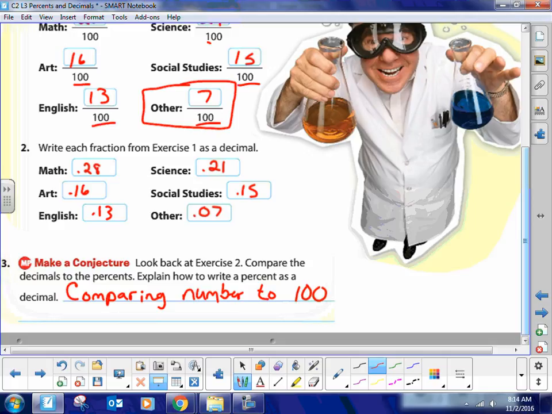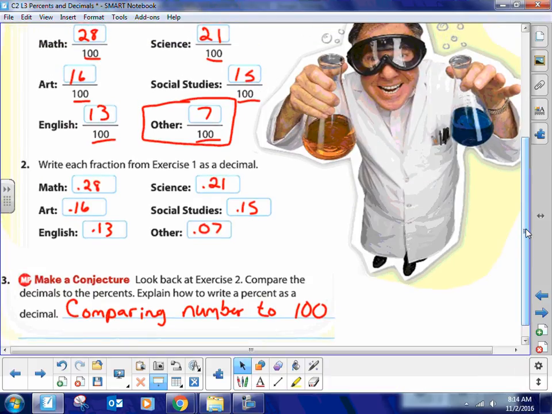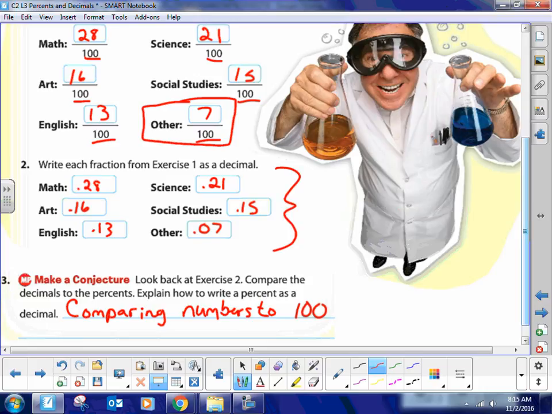Even the stuff off the board that you really can't see, I'll bring it back under so you can see, that everything is being compared to 100. So we're comparing numbers here. We're comparing, we'll say, numbers to 100. Okay, now if we're very careful and we recognize this, this total right here should equal 100 because we're comparing it to 100, right? So if you take 28 plus 21 plus 16 plus 15 plus 13 plus 7, it should equal 100.